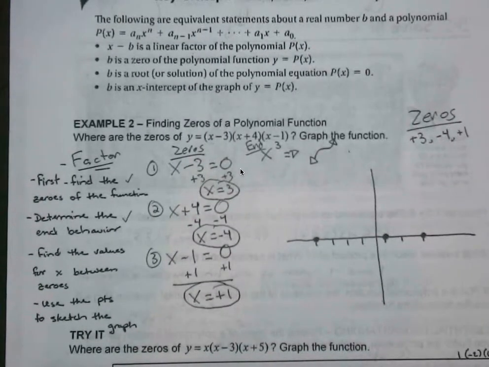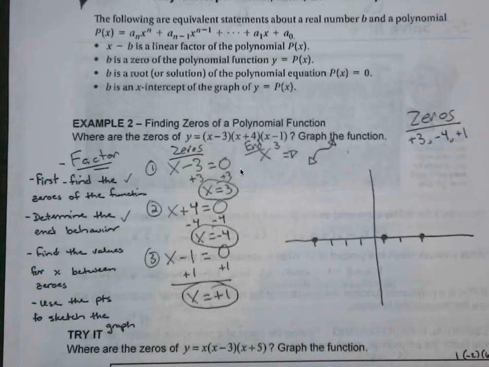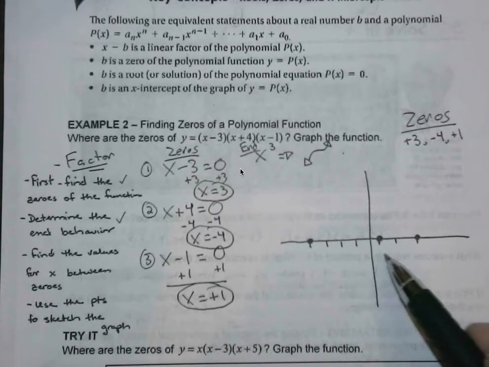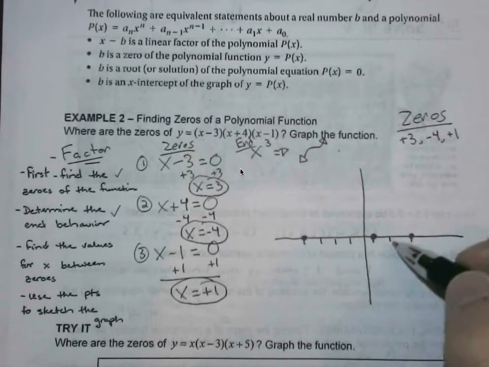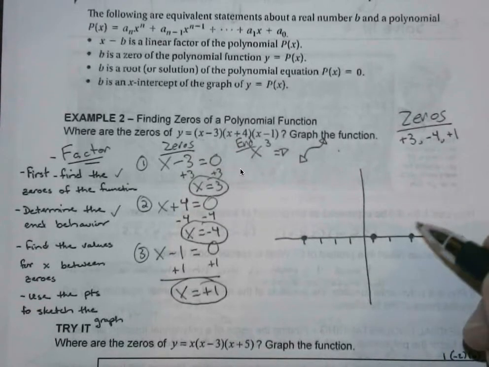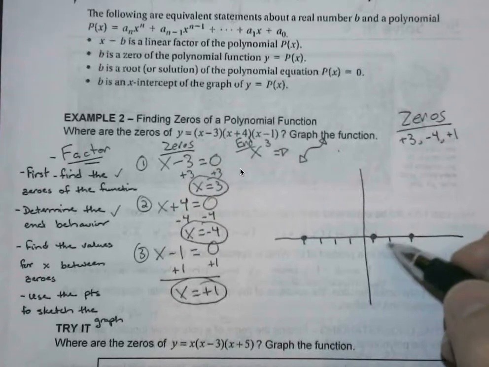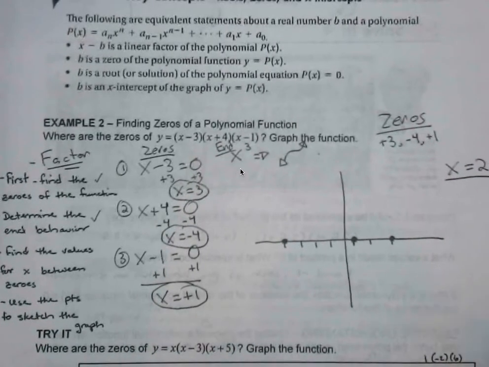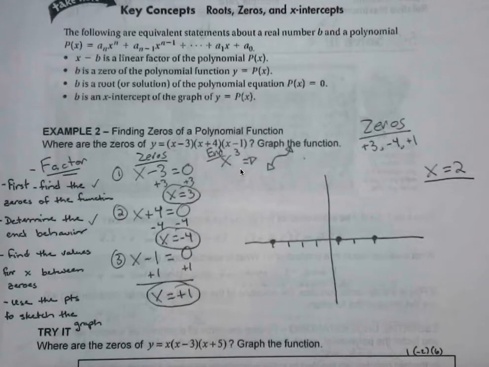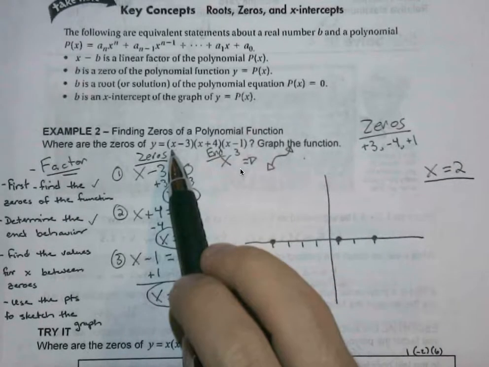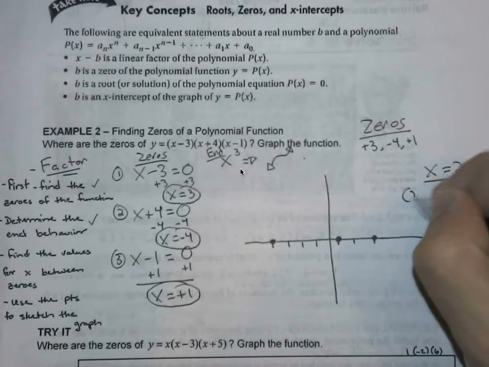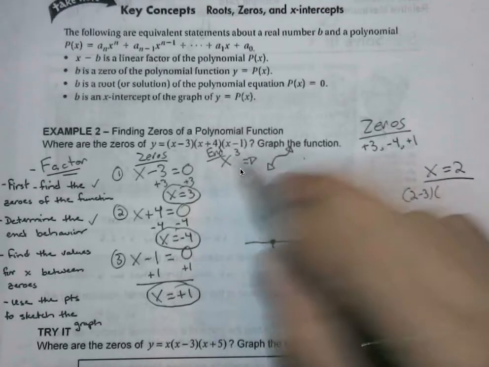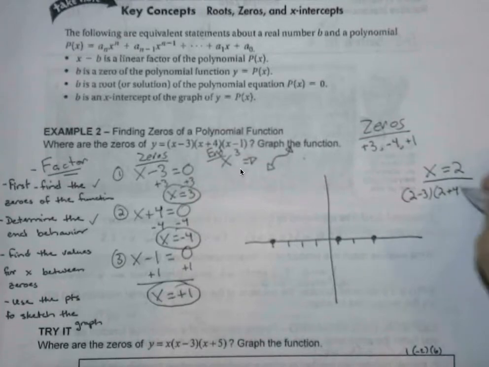Now we're being asked to find the values for x between the zeros and then sketch this out. Some values that we have in between. Well, when x is 2, we don't know what that is. So let's see if we can find exactly where this goes. If x is 2, the arithmetic here, you can run right through this when you're really good, because if you plug in where x is 2, this is going to be 2 minus 3 multiplying with 2 plus 4, multiplying with 2 minus 1.